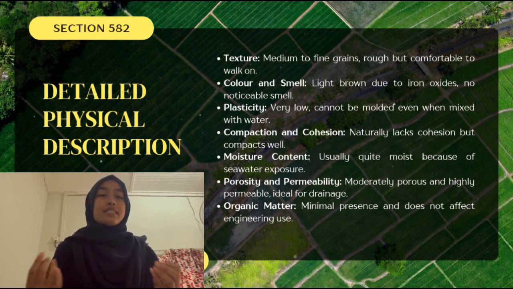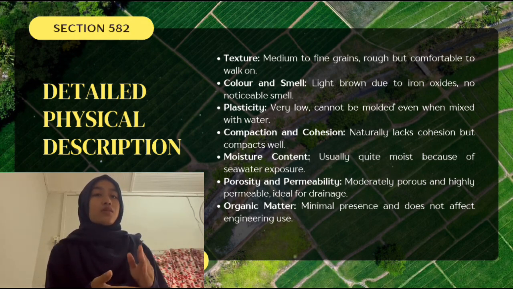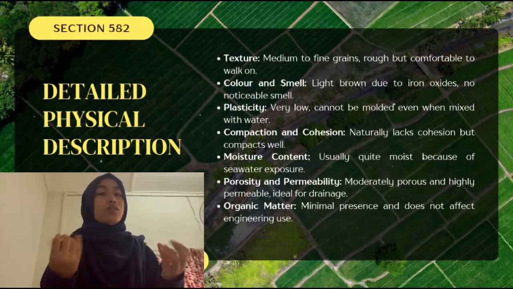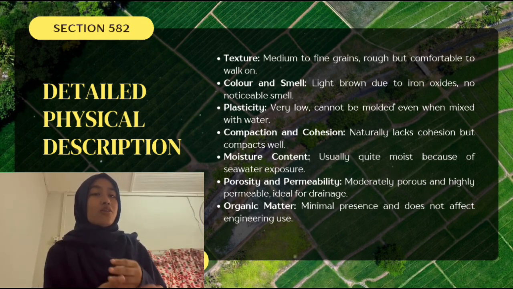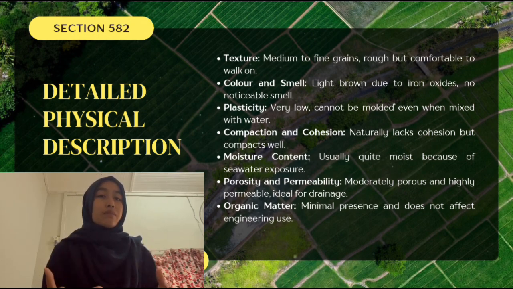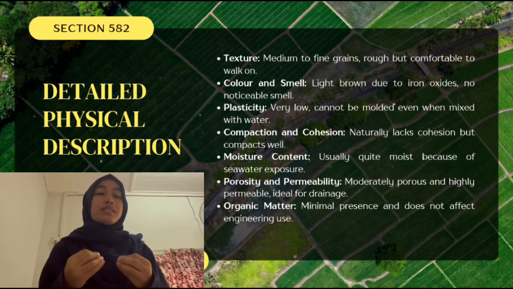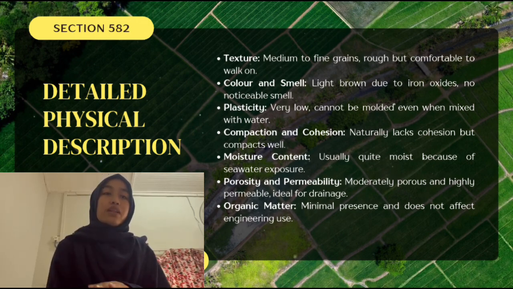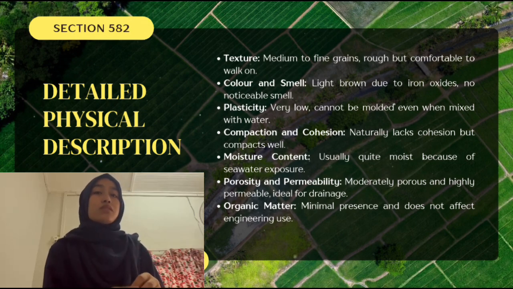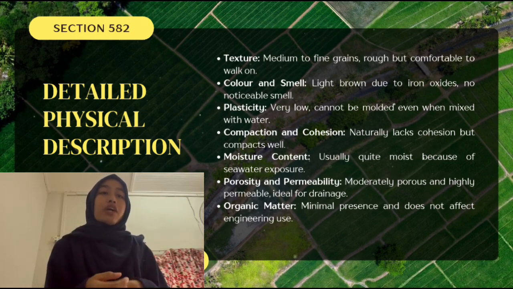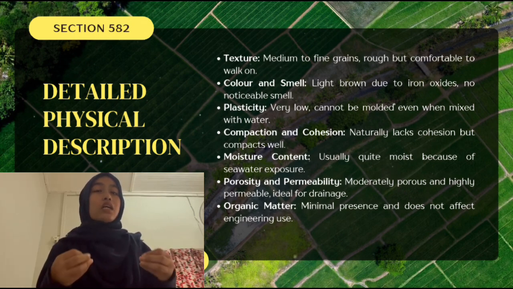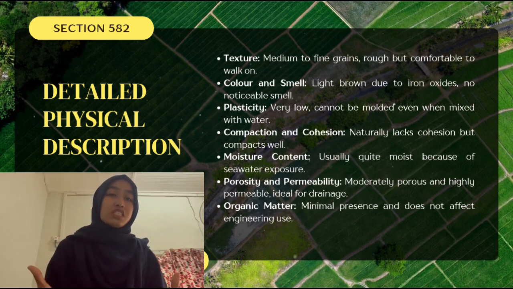First, the texture is medium to fine. Although it is raw, it still feels comfortable to walk on. The color is usually light brown due to iron oxide, and there is no noticeable smell. Next, the plasticity is very low. The sand cannot be molded even when mixed with water. In terms of compaction and cohesion, beach sand naturally lacks cohesion but responds well to mechanical compaction. This helps improve its stability in construction.